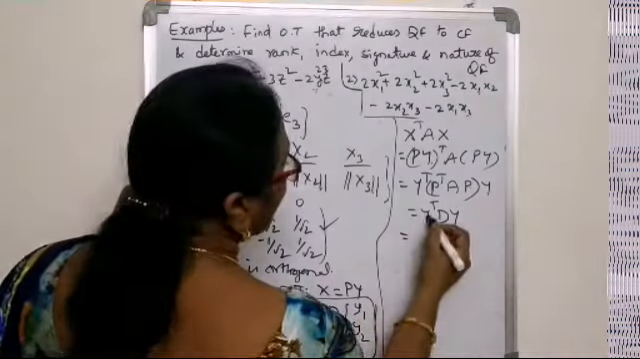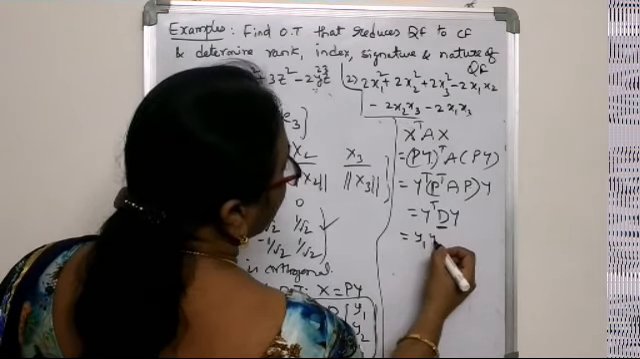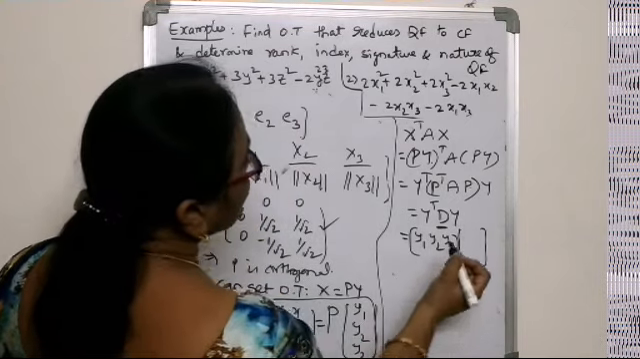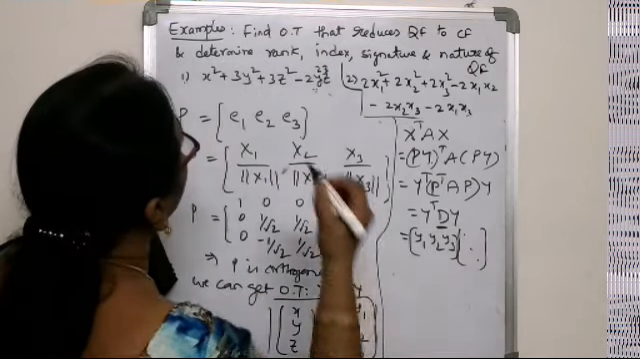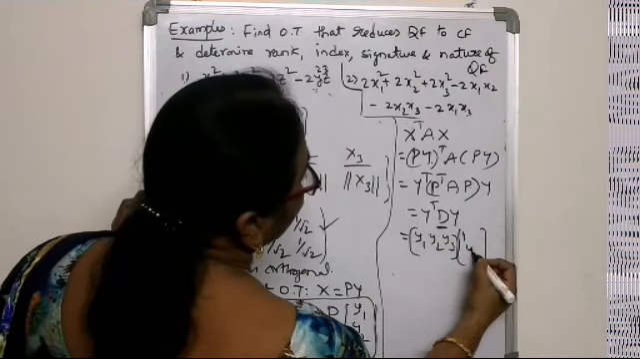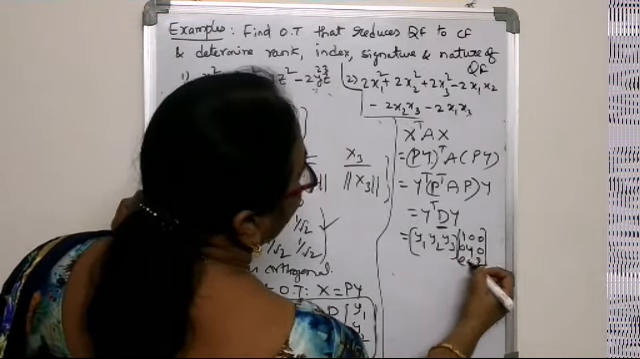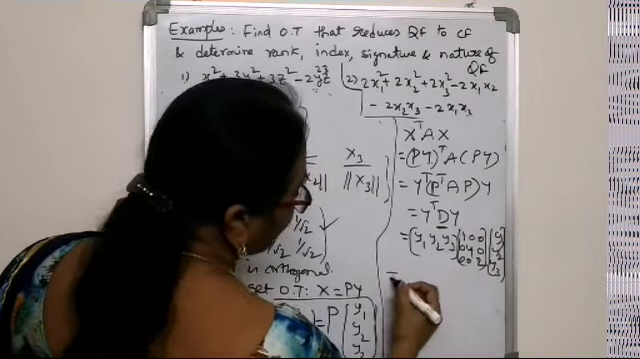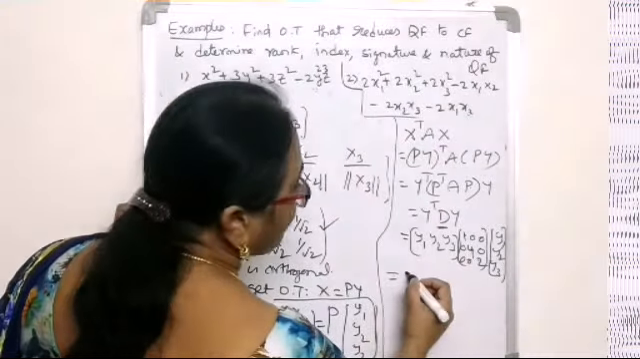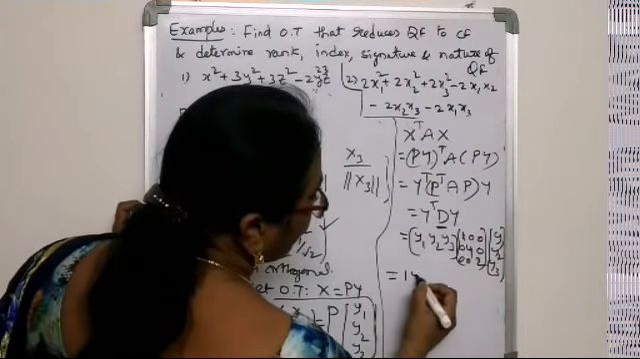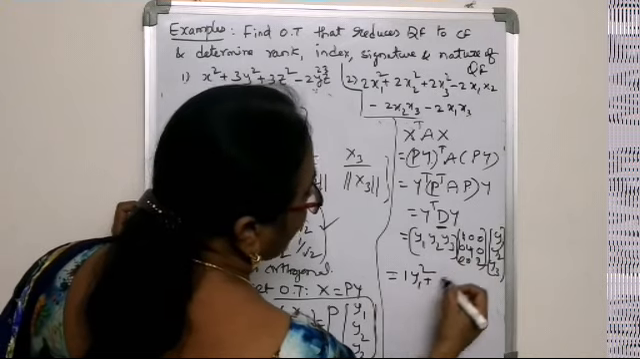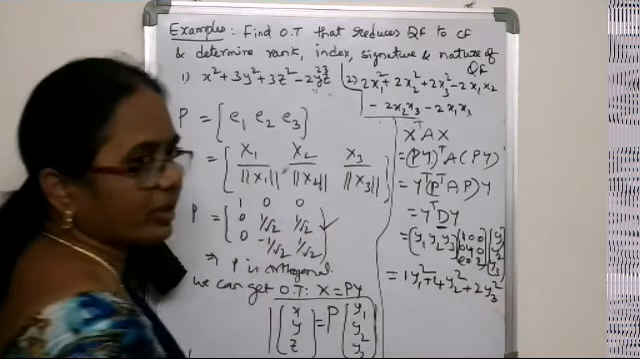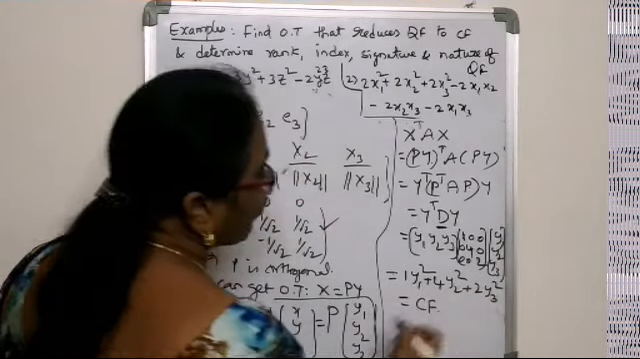So we get here y transpose, which is the row matrix y1, y2, y3, into the diagonal matrix whose diagonal elements are the eigenvalues of the matrix A, which are 1, 4, 2, into the matrix Y, which is y1, y2, y3. When we multiply the three matrices, we get the diagonal element 1 into y1 square plus the diagonal element 4 into y2 square plus the diagonal element 2 into y3 square. And this is our required canonical form.